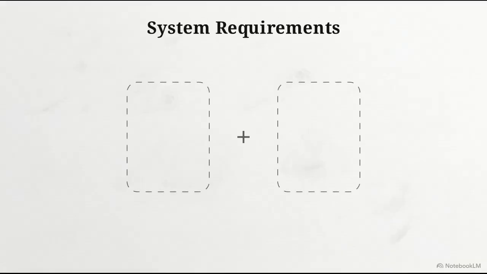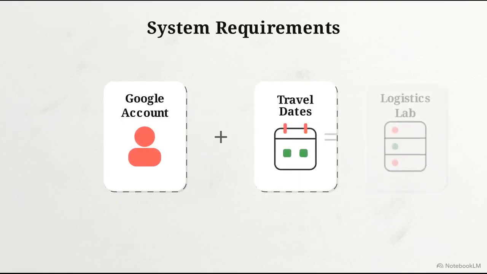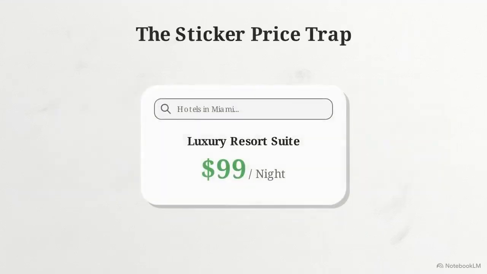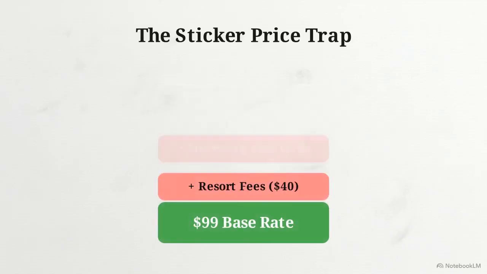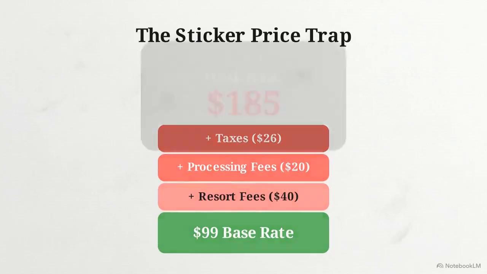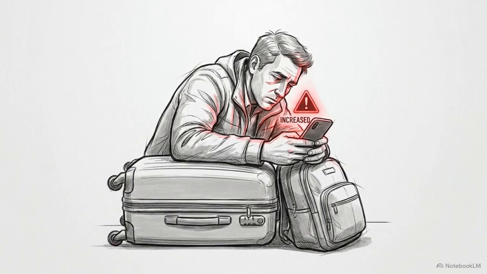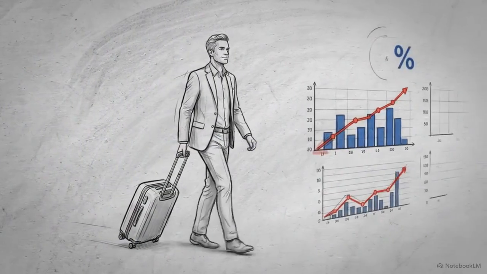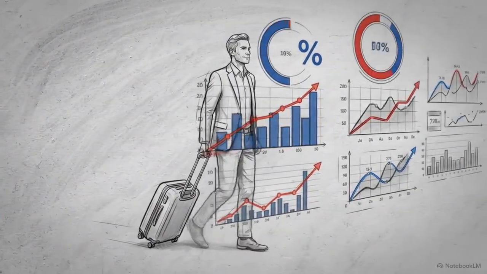Instead, we are stepping into the logistics lab to build a repeatable system that protects your travel budget. To set up this system, you only need two things: an active Google account and a specific set of travel dates. We are doing this because of the sticker price trap. The initial advertised rate you see on a search engine is designed to look cheap, but it is almost never the final cost you pay at checkout. Relying on travel inspiration or last-minute deals leaves you vulnerable to algorithmic pricing. By adopting a step-by-step, data-driven approach, you remove the guesswork and force the booking platforms to work for you.